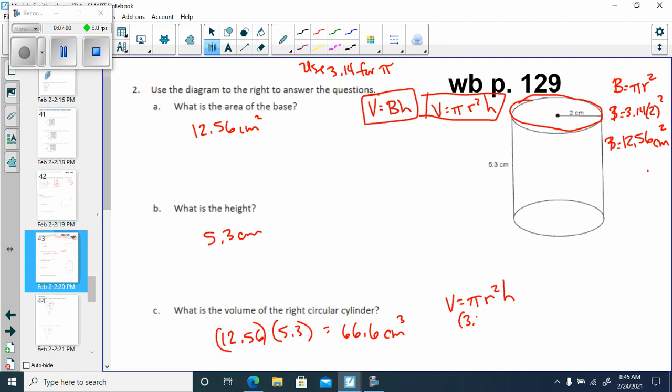Volume equals pi r squared h. We have estimated pi as 3.14. Our radius is 2. Our height is 5.3. Let's plug that into our calculator. We've got 3.14 times 2 squared, that's 2 times 2, times 5.3, and that gives me 66.6 cubic centimeters. So see, I get the same answer using either formula. It's usually easier just to use this formula; we're just showing you where the formula came from.